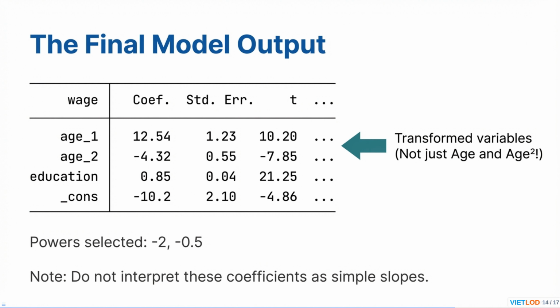In our case, the significant p-value suggests that the two-power model, or m equals 2, provides a superior fit compared to its simpler counterparts. The final row for the best model, m equals 2, clearly identifies the optimal powers that Stata found, -2 and -0.5. These are the specific transformations that will be applied to our age variable in the final regression.